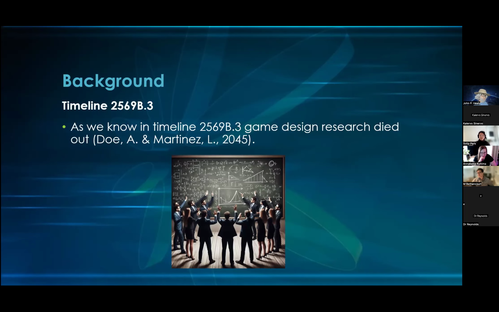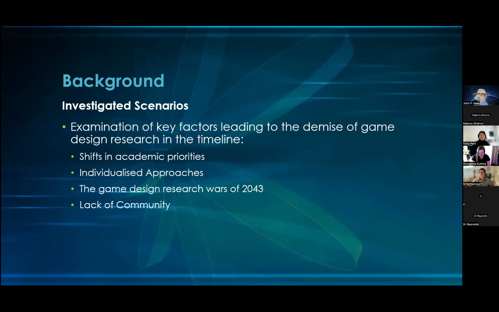So the background, we looked at the alternate timeline 2569b.3. As we all know, in that timeline, game design research died out in its infancy. Obviously, there was a lot of debate about this. I think it's useful to take that as a case study and see some of the issues that occurred there and how we might avoid them in the future and maybe how our timeline might differ from that.